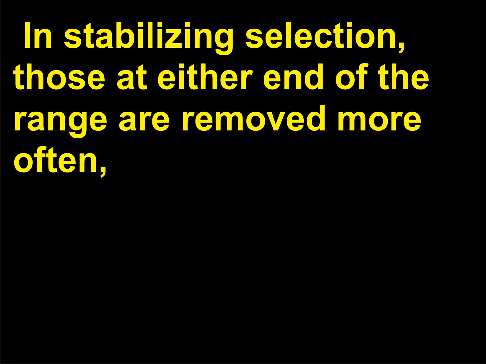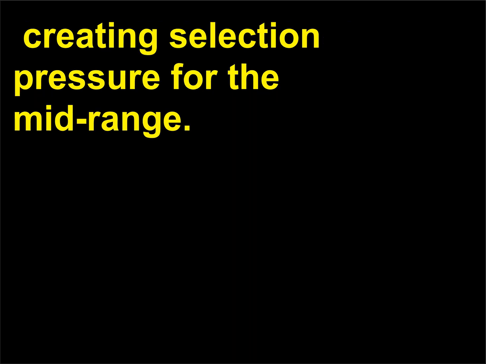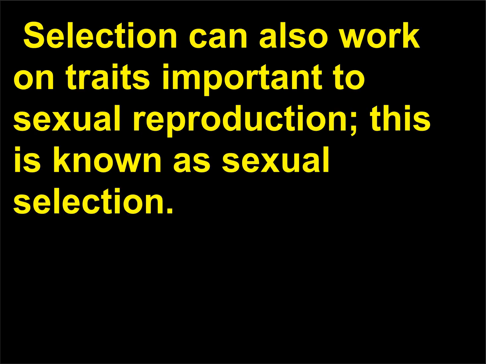In stabilizing selection, those at either end of the range are removed more often, creating selection pressure for the mid-range. Selection can also work on traits important to sexual reproduction. This is known as sexual selection.